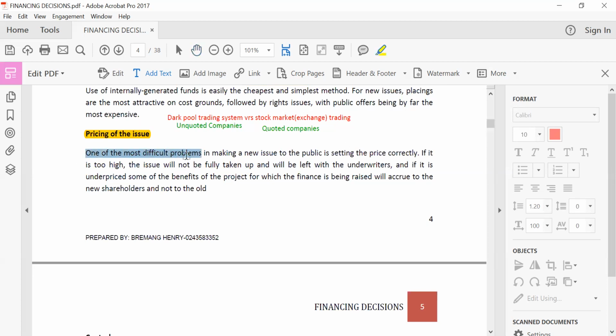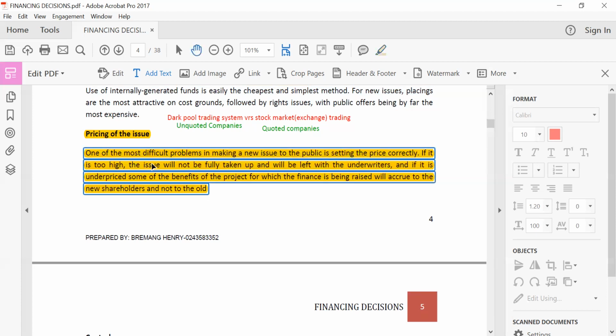One of the most difficult problems in making a new issue to the public is setting the price correctly. If it is too high, the issue will not be fully taken up and will be left with the underwriters. And if it is underpriced, some of the benefits of the project for which the finance is being raised will accrue to the new shareholders and not to the old. What are we trying to say over here?